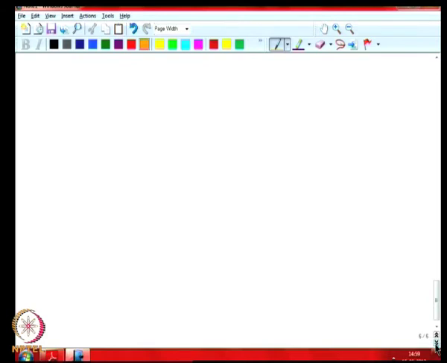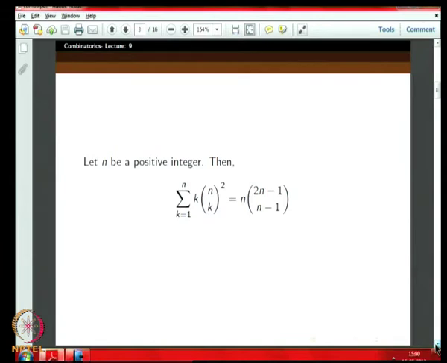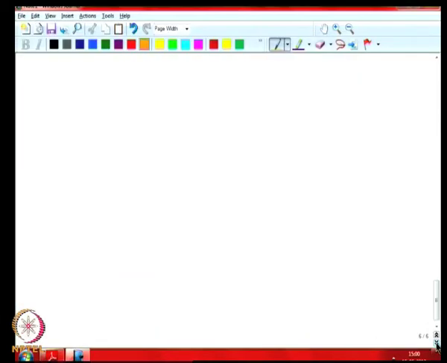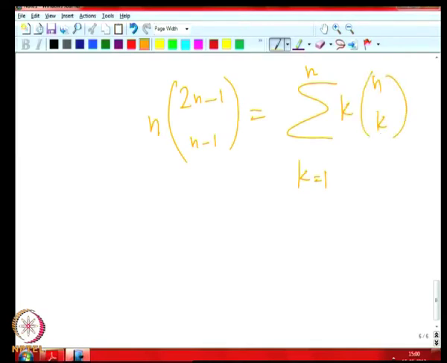Now, the next identity we want to prove is this one. Let n be a positive integer, k less than or equal to n, and k a non-negative integer. Now, k equal to 1 to n. This identity says n into 2n minus 1 choose n minus 1 is equal to the sum for k equal to 1 to n of k into n choose k whole square.